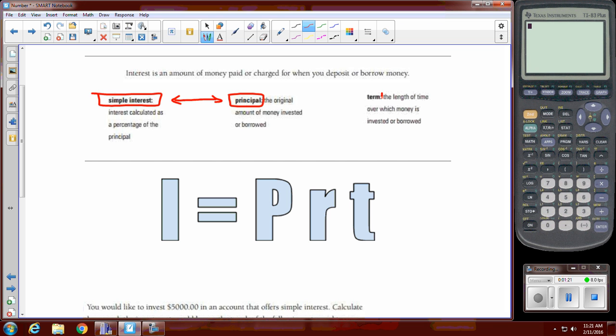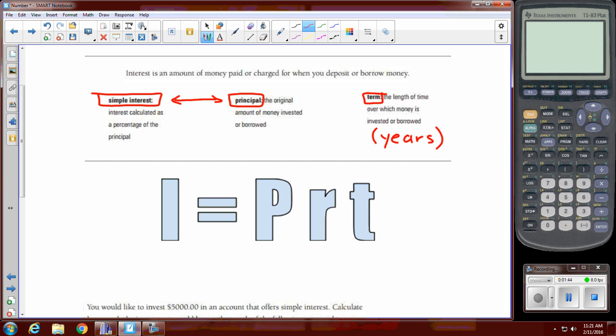And the term is the length of time that you're actually putting money into the bank to save. So if you're saving for 5 years for something, your term is 5 years. If you're taking a loan out from the bank for 3 years, your term is 3 years. Now, for our case, we're going to make sure that our term is always talking about years.